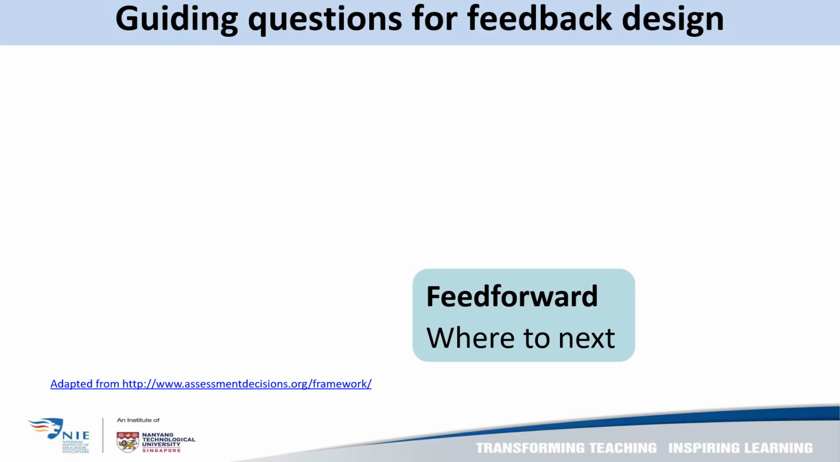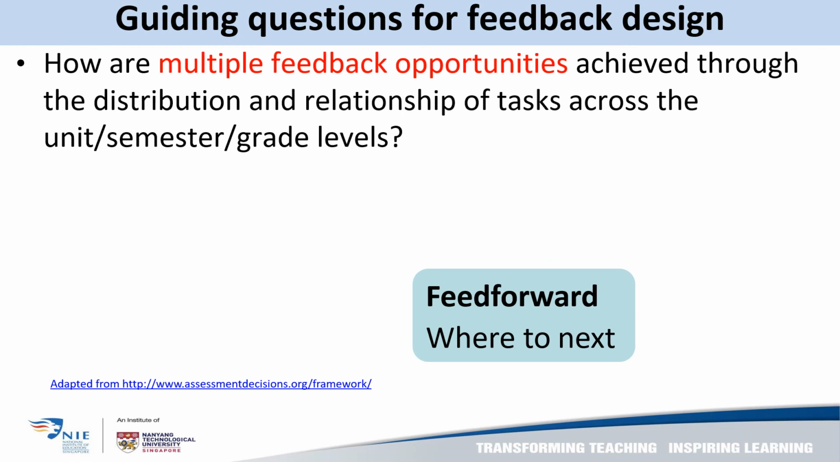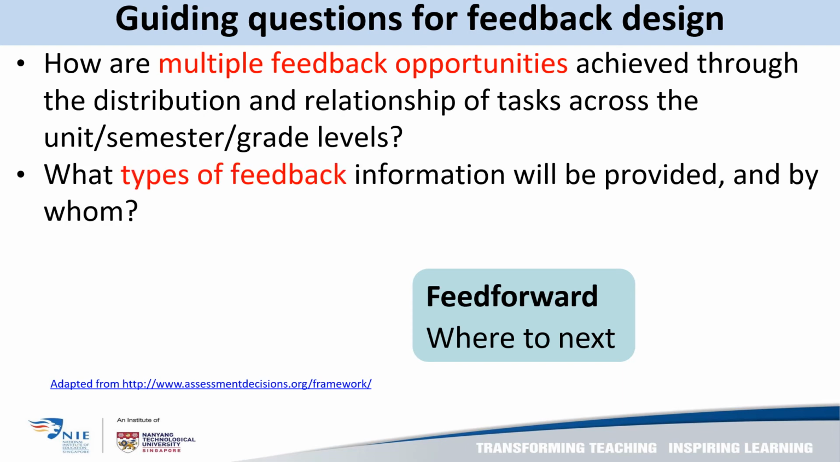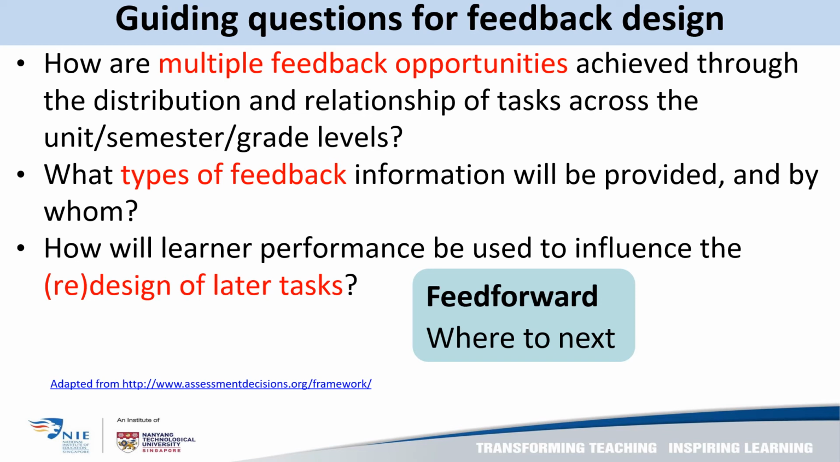I would like to share with you 3 guiding questions in thinking about a more extended feedback design. Think of it as a checklist. Firstly, have you built in multiple feedback opportunities through tasks across a unit of work, a semester, or cross grade levels? Have you specified the types of feedback information that will be provided? Would it be with reference to a checklist, a rubric, or exemplar? And who will be providing such information? Would it be through peers, self-assessment, or teacher assessment? And finally, how will information about learner performance be used to influence the redesign of subsequent tasks?